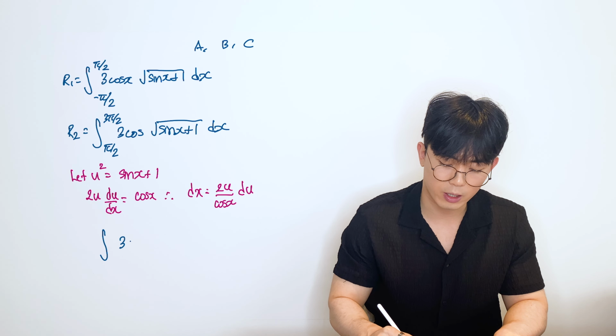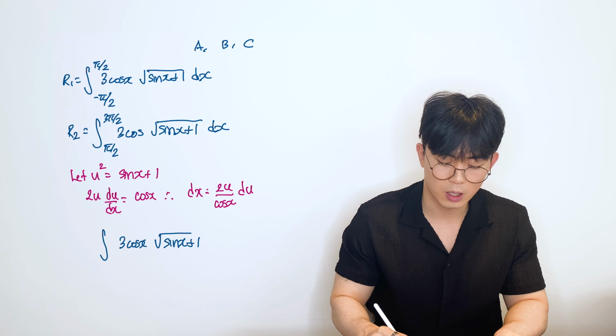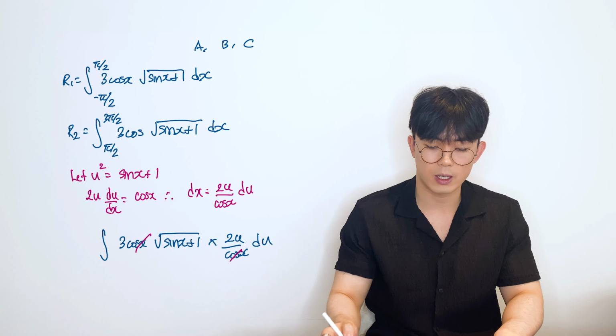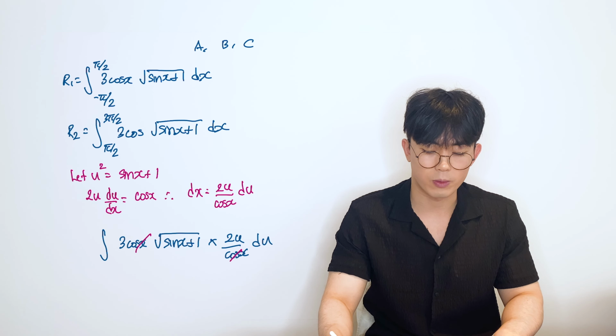So we get 3 cos x times the root of sine x plus 1 multiplied by dx, which is 2u over cos x du. As you can see now, the cos x's cancel out, okay? And we just need to now replace the rest. So this is going to be 6u. The root of sine x plus 1 is just the root of u squared, which is u, right? So times u du. So this is the equation we're going to be integrating.